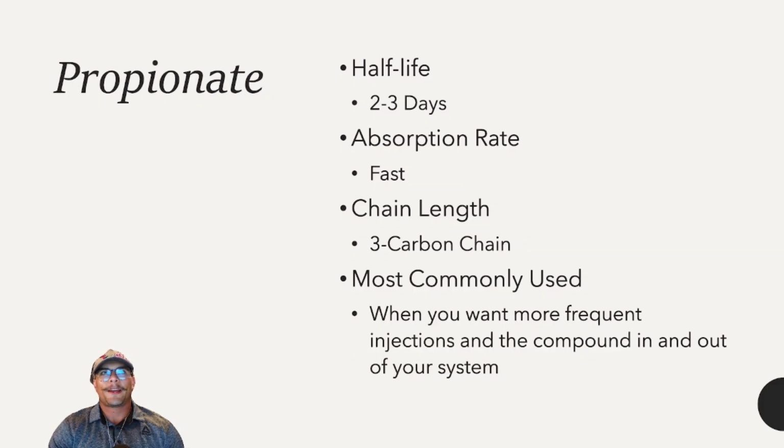We have propionate. The half-life is 2 to 3 days, or 4 to 6 days in your system. The absorption rate is very fast, or pretty fast. The chain length is a 3-carbon chain, mostly used when you want more frequent injections, with the compound in and out of your system. So this can be within any steroid molecule. There is testosterone propionate, masteron propionate, and other various forms.